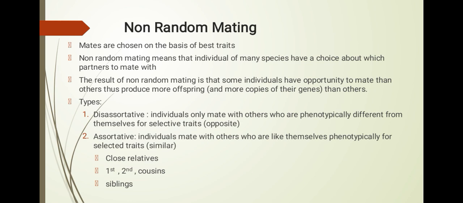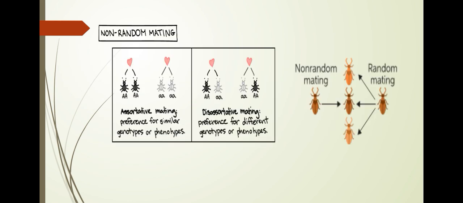Disassortative individuals only mate with others who are phenotypically different from themselves for selective traits. Opposite. Assortative individuals mate with others who are like themselves phenotypically for selected traits. Similar. Close relatives: first and second cousins, siblings. Assortative, similar. Disassortative, dissimilar. Non-random mating: assortative mating, preference for similar genotypes or phenotypes. Disassortative mating, preference for different genotypes or phenotypes. Non-random mating, random mating.